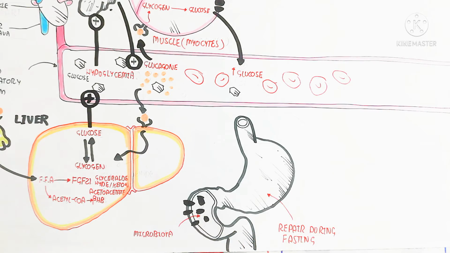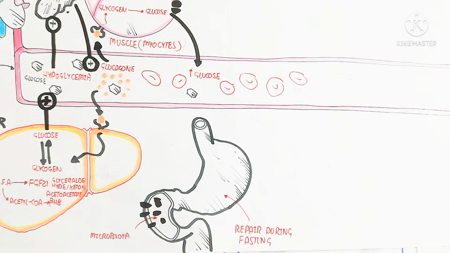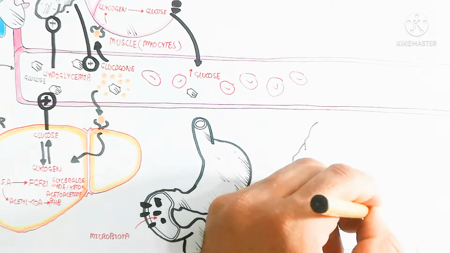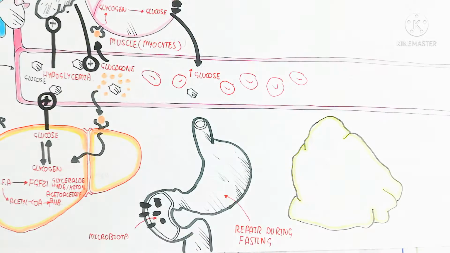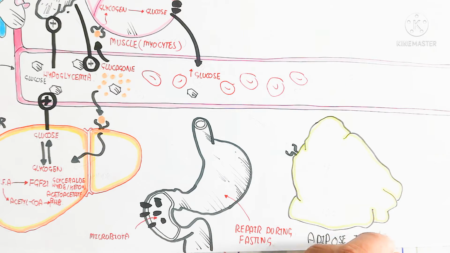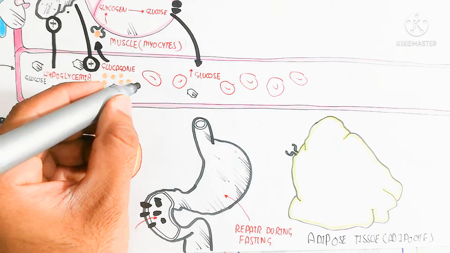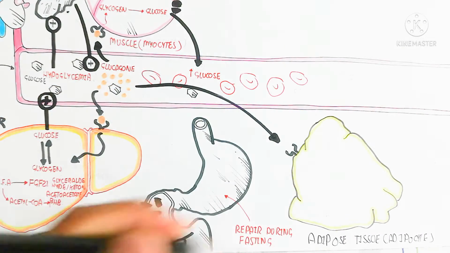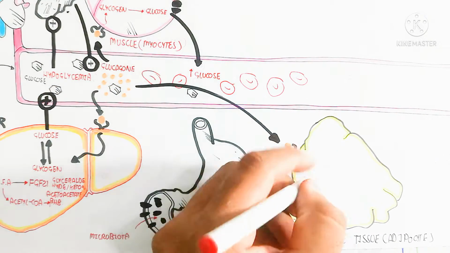And here is the stomach, which is going to repair during fasting, while the microbiome will be improved. What does that mean? The microbiome is very important: mutualistic bacteria which provide vitamin K and short chain fatty acids. So that will be improved. It means the brain will be improved.